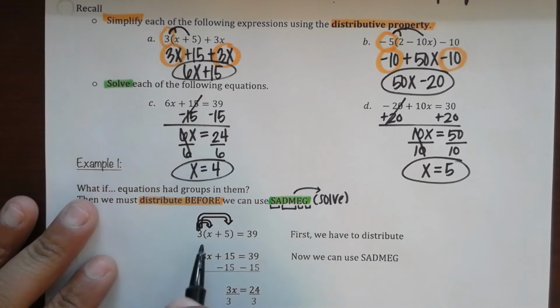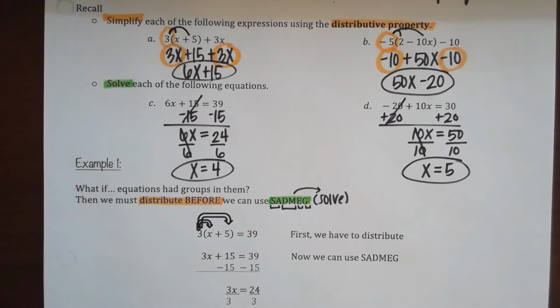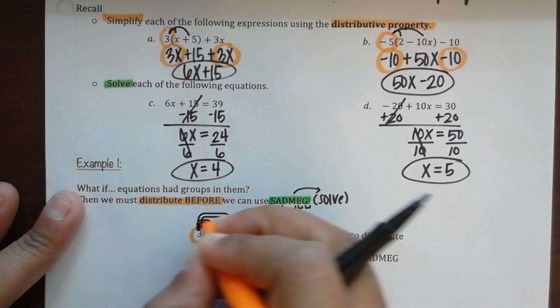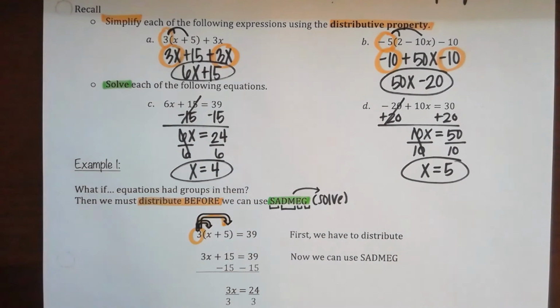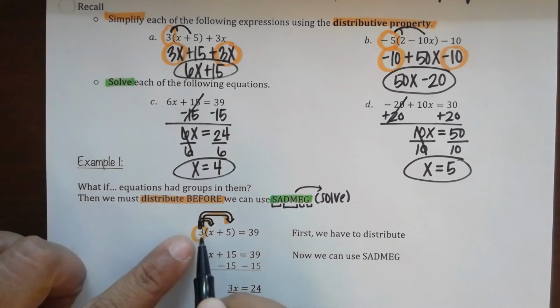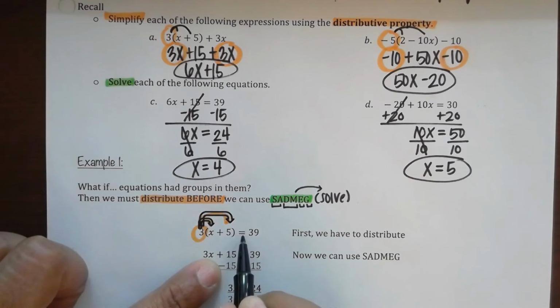So if I'm looking at this, I have 3(x plus 5) equals 39. Do I see a distribution? Yes. What am I distributing? 3 into the x and into that 5. Does that make sense? Yes. So what's 3 times x? 3x. What's 3 times 5? 15. Equals 39 comes down, right?